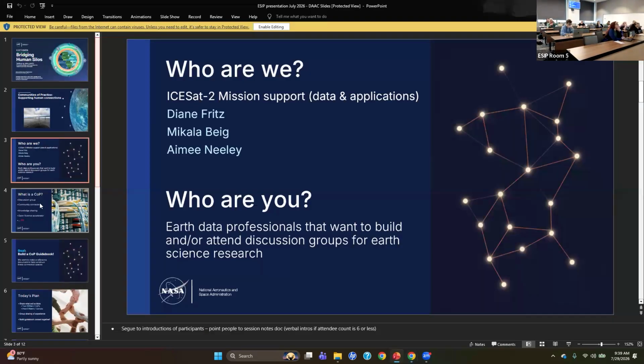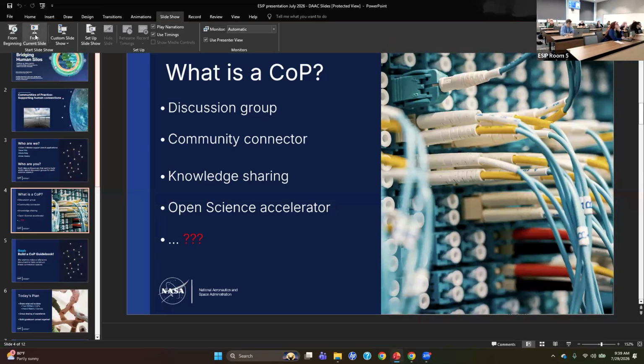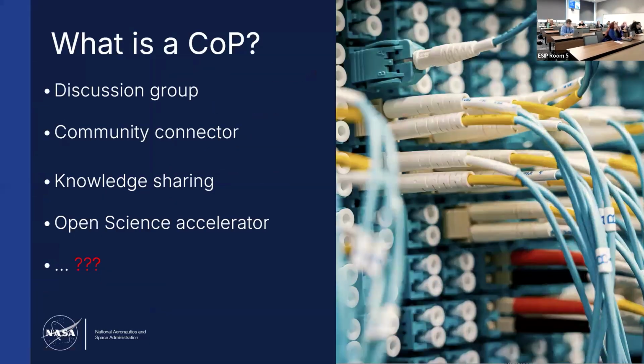So back to what a community of practice is. We were talking about it a bit, Michaela, Amy, and I, and thinking about whether we call them that or call it a discussion group, what have you. But it's a community connector in our minds, a place for knowledge sharing so that people aren't in those silos. And hopefully an open science accelerator, because people get past those blocked hurdles when they're working together.